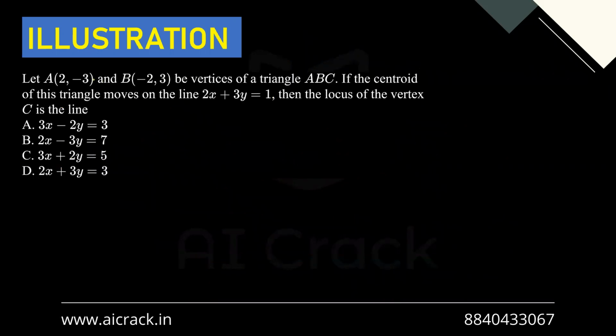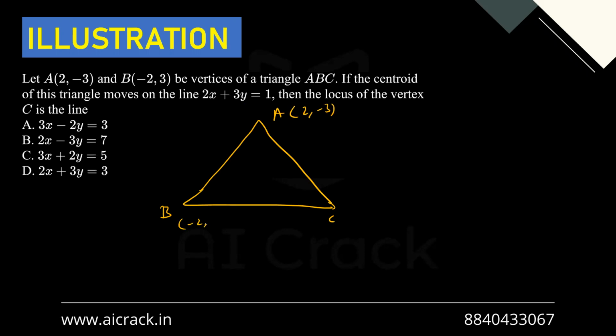Now let's look at this question. Let A and B be the vertices of a triangle ABC. If the centroid of this triangle moves on the line 2x plus 3y equals 1, then the locus of the vertex C is the line. So basically A, B, C, this is a triangle, and C point is the variable point. So A point is fixed, that is 2 comma minus 3. B point is also fixed, that is minus 2 comma 3. Now C point is h comma k.